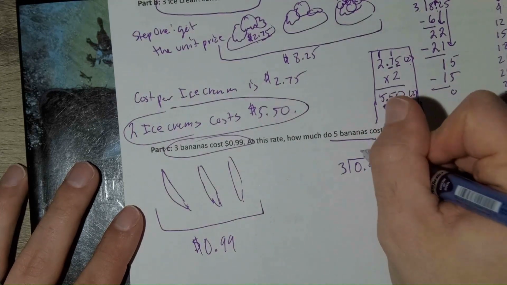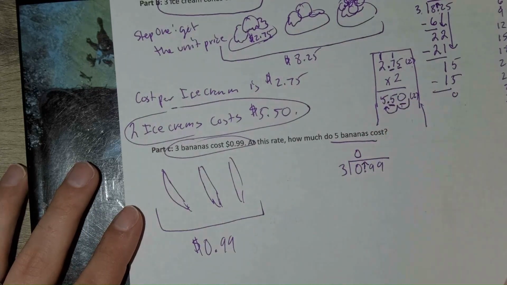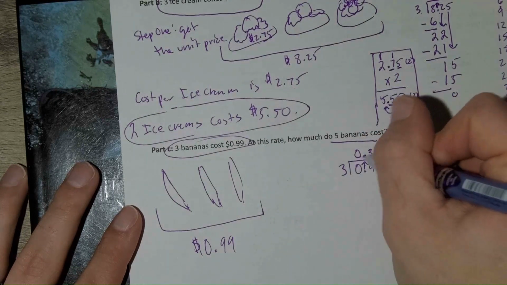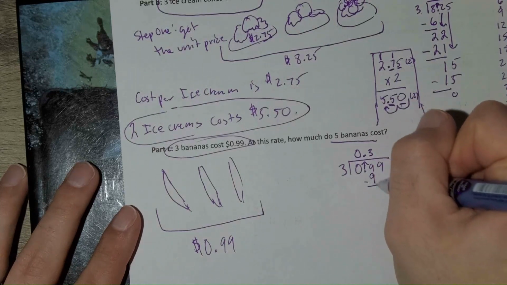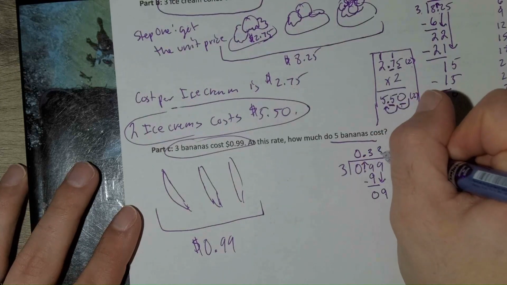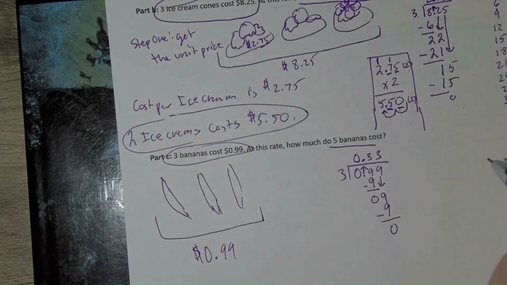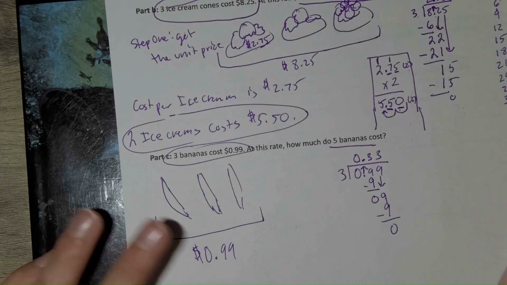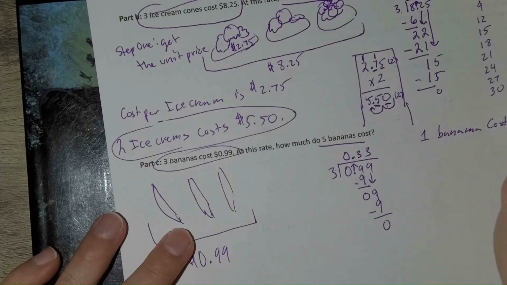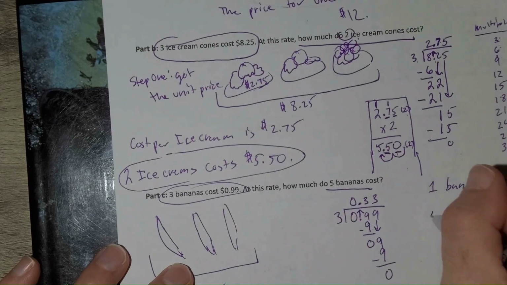3 goes into 0, right? 3 is bigger than 0, so it goes into it 0 times. We got to our decimal, so we need to bring our decimal up to our quotient. 3 goes into 9 3 times. 3 times 3 is 9. 9 minus 9 is 0. Carry down our 9. 3 goes into 9 3 times. 3 times 3 is 9. And so we end up getting that one banana costs 33 cents. We want to know, how much does 5 bananas cost?